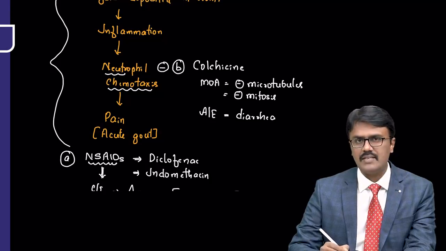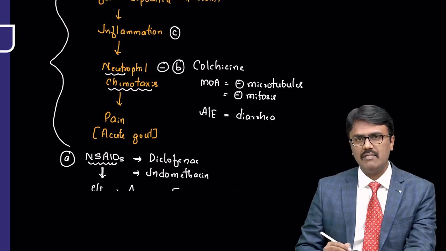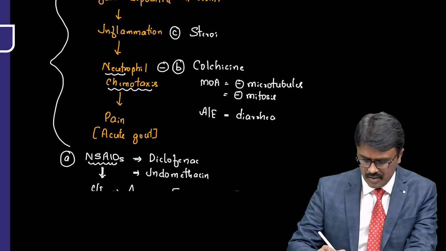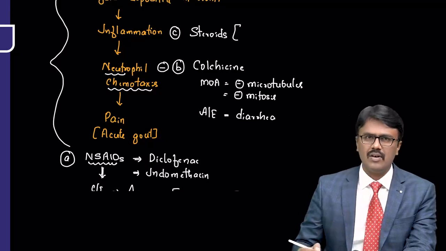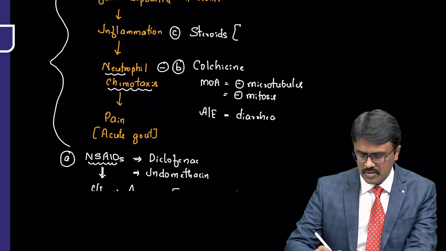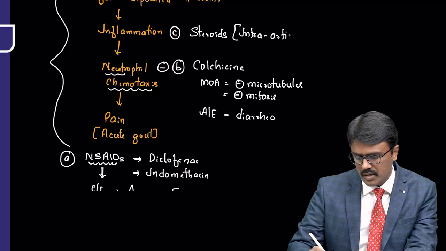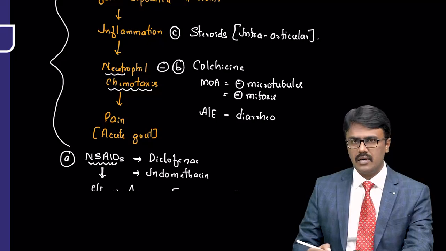The next one is the one which decreases inflammation. What are those? They are called steroids. Usually steroids are not required during acute gout, but when we are using steroids, they are usually given into the joint. They are called intra-articular steroids. So steroids can be given intra-articular.